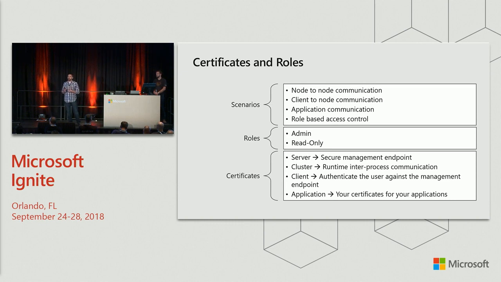And application communication is your service-specific communication, your implementation-specific communication. And role-based access control is the limiting of access to Service Fabric management endpoints to a particular group of users. In Service Fabric, there are only two types of roles: admins and users. Admins have read-write capabilities. Users only have read capabilities.